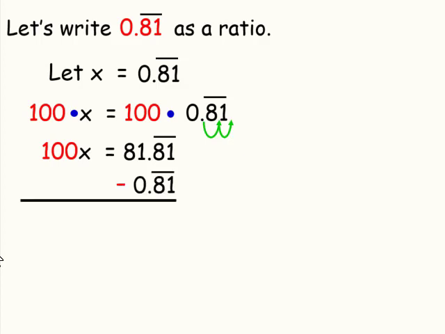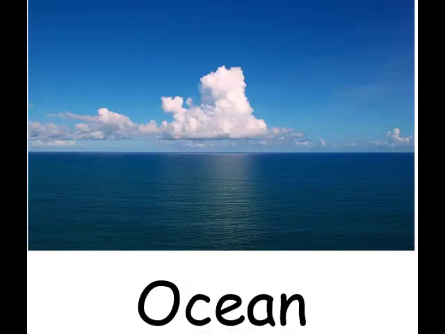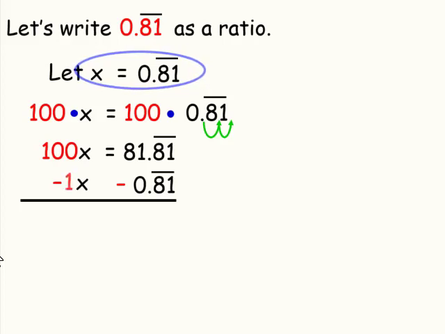So now we can subtract 0.81 bar from the right side and from the left. But instead of subtracting 0.81 bar from the left, we're going to subtract what's equivalent to it, which is x. We have an understood 1 coefficient. 100 minus 1 is 99x, which is equal to 81. The 0.81 bar minus the 0.81 bar will leave you with 0, so then 81 minus 0 is just 81.